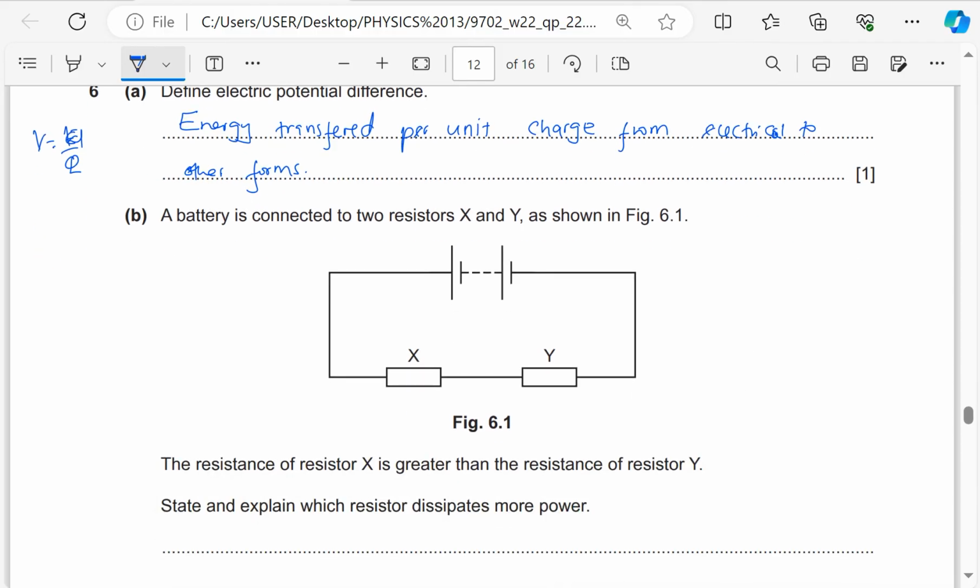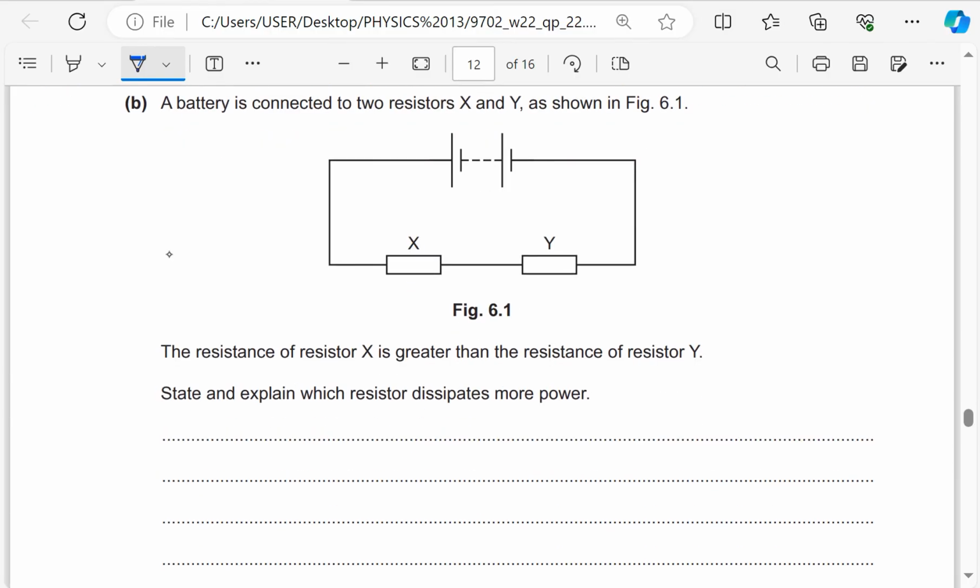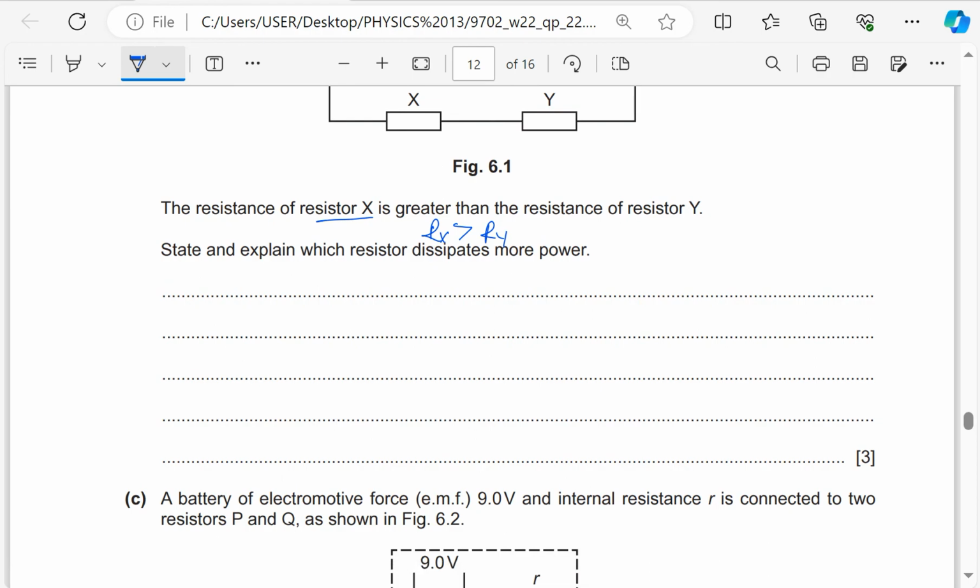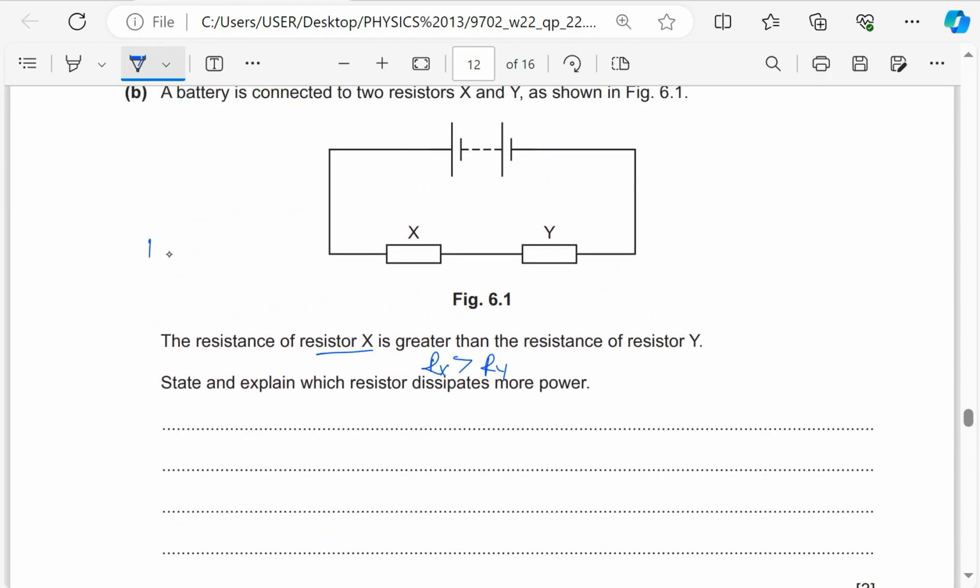A battery is connected to two resistors X and Y as shown. The resistance of resistor X is greater than the resistance of resistor Y. So we shall say Rx is greater than Ry. State and explain which resistor dissipates more power. Remember, power dissipated is equal to I squared times R, and note that the current through them is the same. So I'll start with that statement.